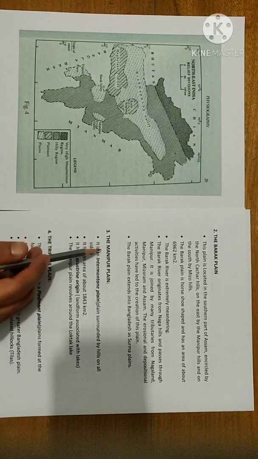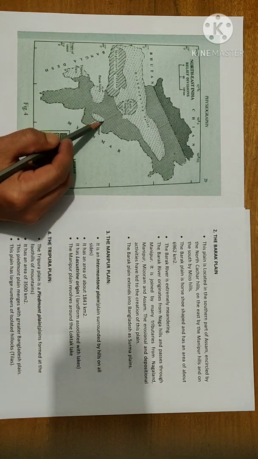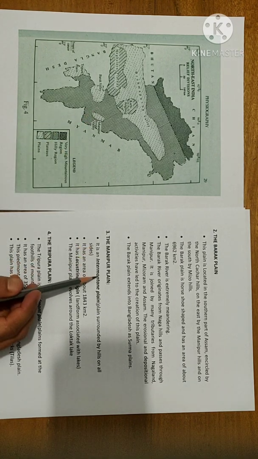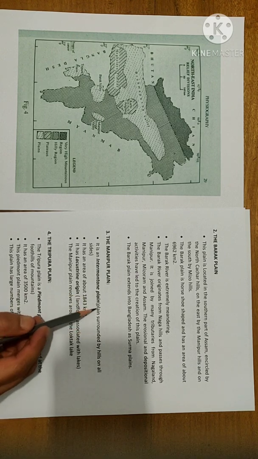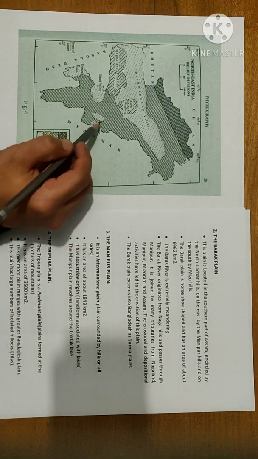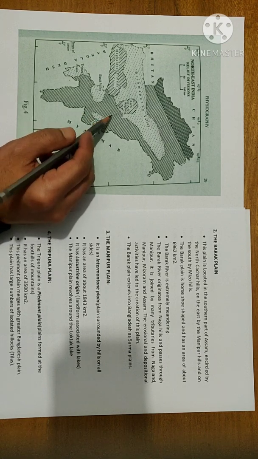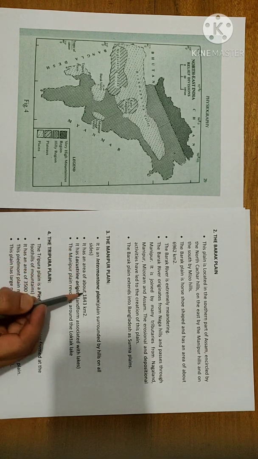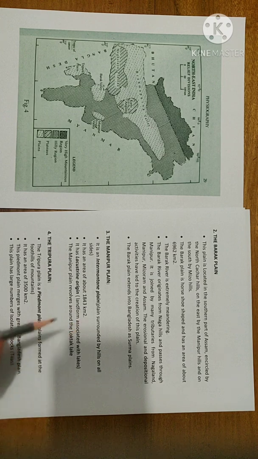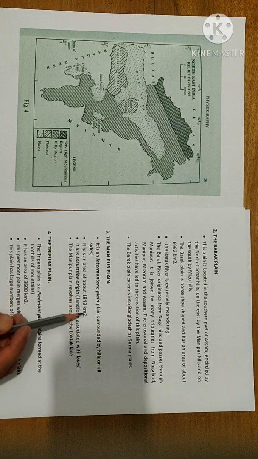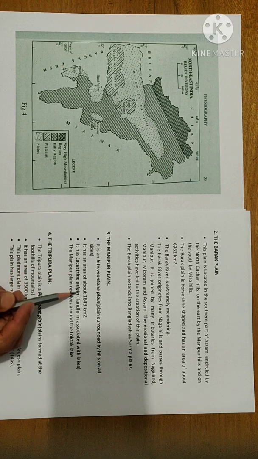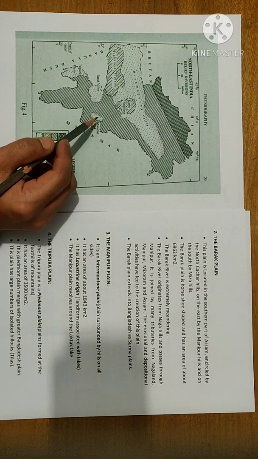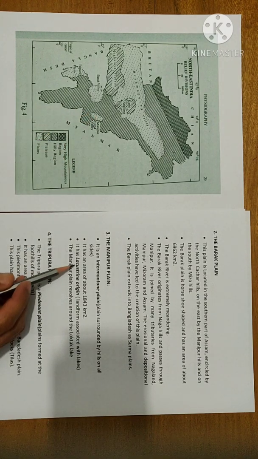Next, third, we have the Manipur Plain. On all sides, it's surrounded by hills. It is an intermountain plain, which is a plain surrounded by hills on all sides. It is surrounded by the Naga Hills and Manipur Hills. It has an area of about 1843 square kilometers. It has lacustrine origin, that is, the landform is associated with lakes. This plain has been created by a lake.